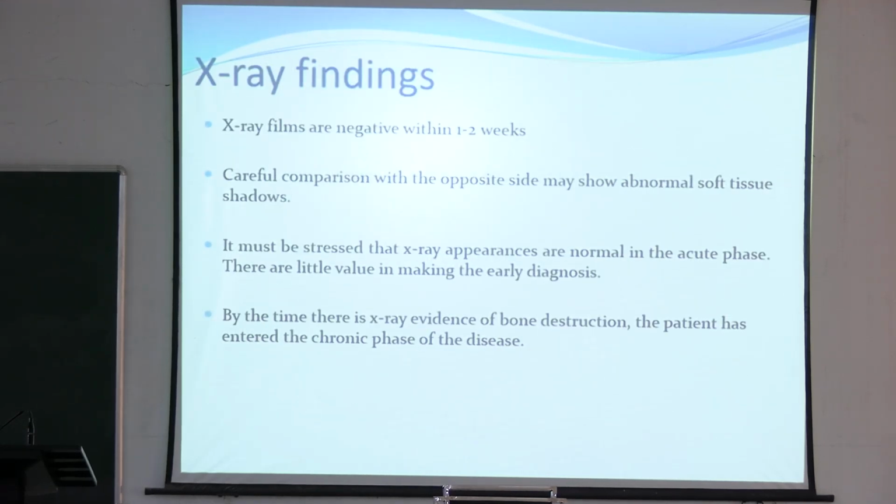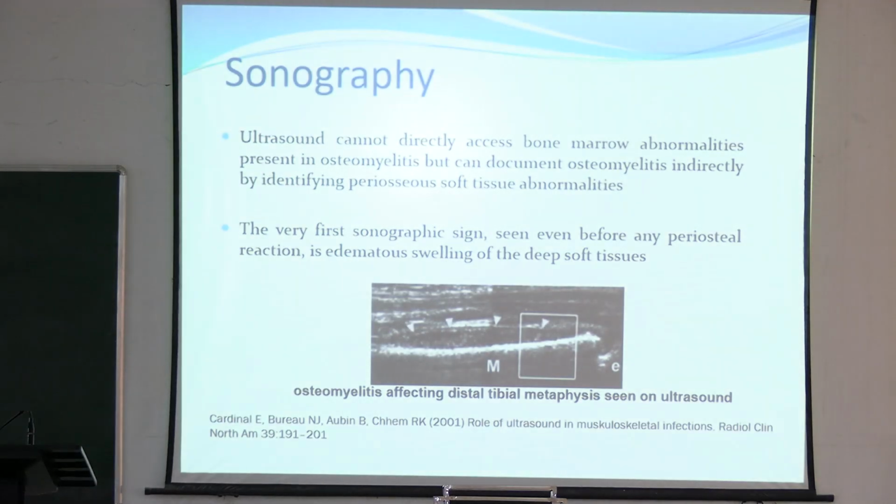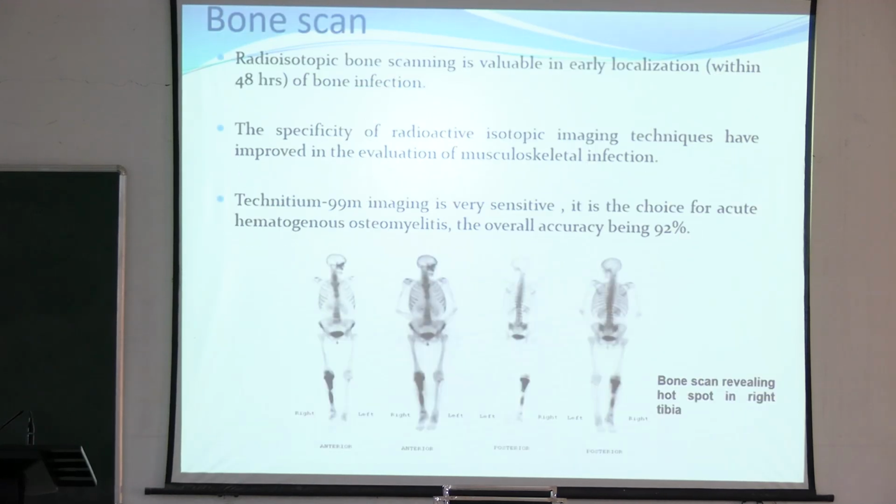X-ray findings are usually negative. So that's what I was telling. If a patient comes acutely, X-rays are usually negative because it takes almost 6 weeks for sequestra and involucra to happen. Unless that happens, you cannot pick it up on X-rays, okay? Another modality is ultrasonography. Ultrasonography can pick it up, but again, it does not have a very good positive predictive value.